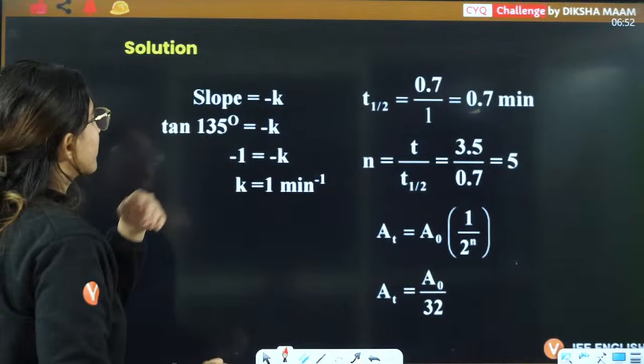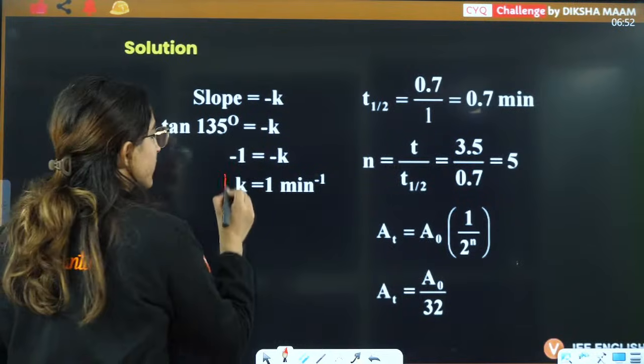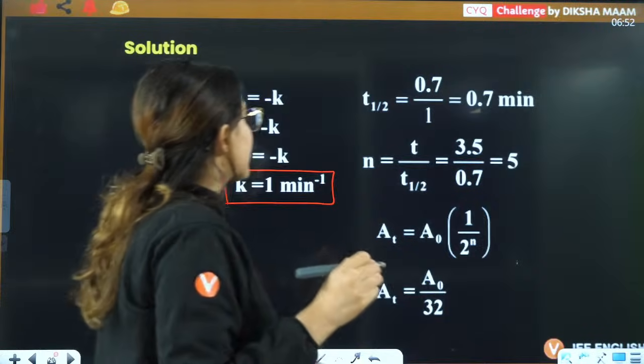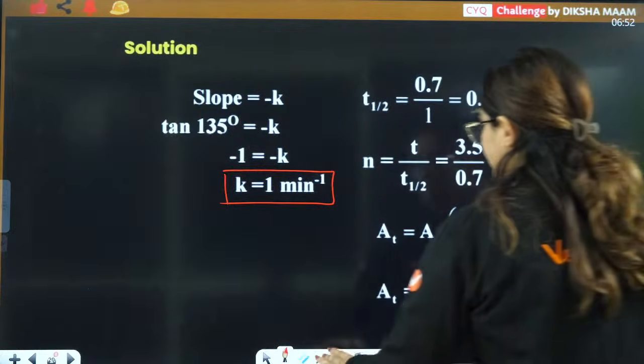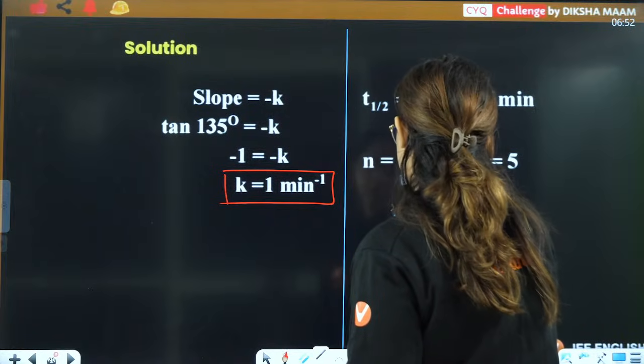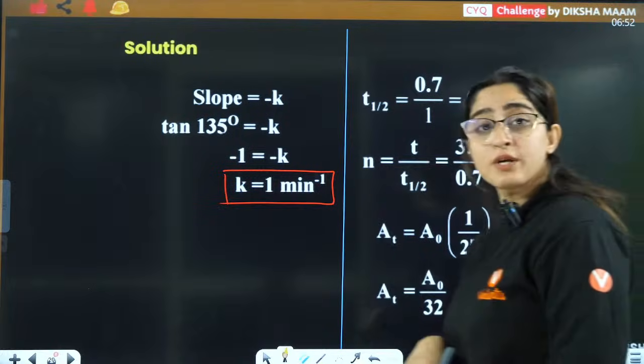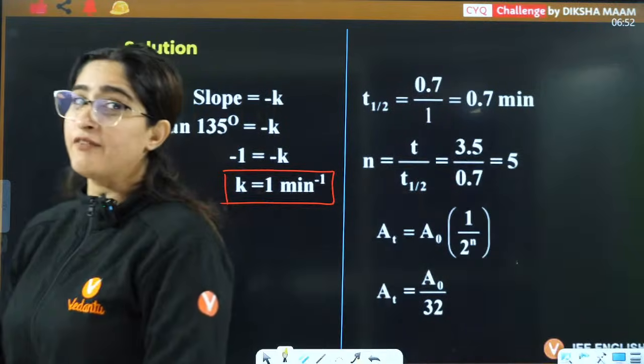Now it's all calculations here. You will solve the value of k. Tan 135 is minus 1, so k is going to be 1 here, right? Then we know that this is another way actually. This way also you can calculate. This way is also good. In fact, this is a better way, right?